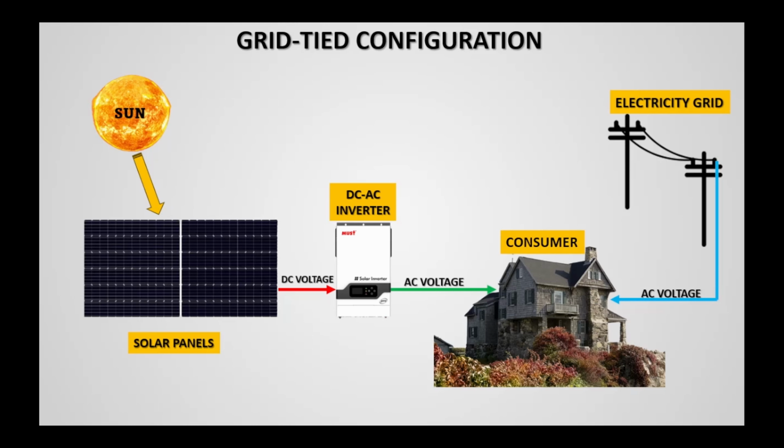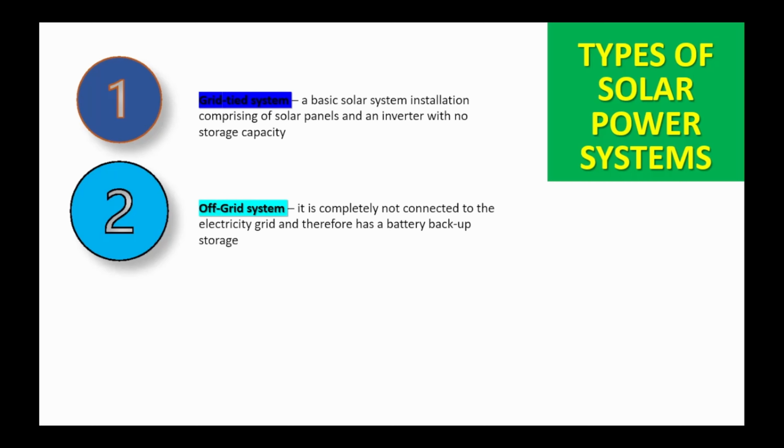So in a case where you don't have sufficient solar energy coming through, you get the energy from the grid. The unfortunate part about this system is that if you lose the power supply from the grid, you also lose the whole supply to the system. The next system is the off-grid system, which is completely not connected to the electricity grid and therefore has a battery backup.